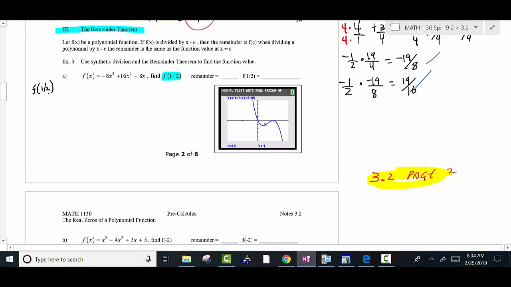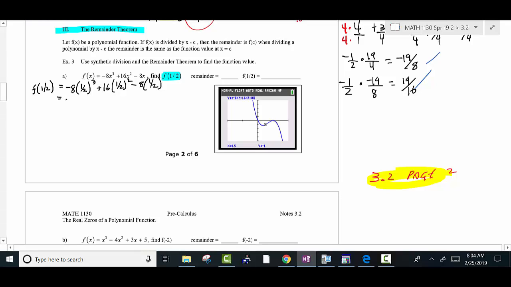This is on page 2. We're going to do it this way to start with. Everywhere I see an x, I'm going to put in a 1/2, and then I've got plus 16 times 1/2 squared, and minus 8 times 1/2. So you want to go ahead and get that written down. Then we'll work it out this way, and then I'll show you what the remainder theorem is, an alternative to doing this by hand.